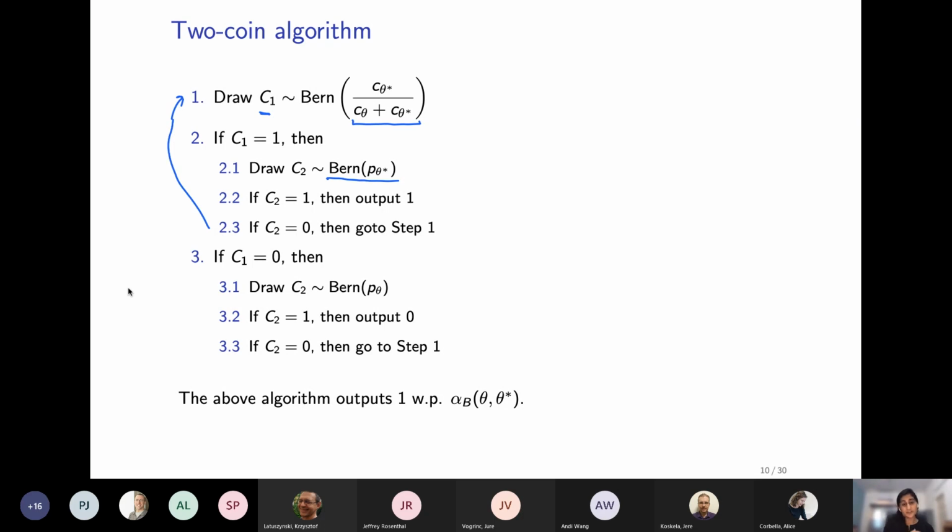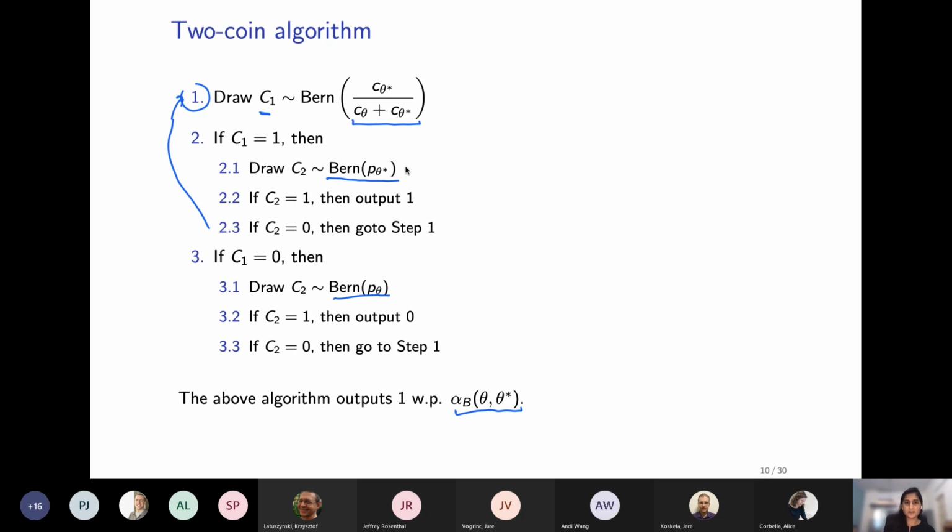Now, if the original C1 is 0, then you draw C2 from Bernoulli P theta. If C2 is 1, then you output 0, as in you reject the proposed value and you set the next value to be the previous value in the context of the Markov chain. And if C2 is 0, then you go back to step 1, which is again this step over here. And it can be reasonably shown that the above algorithm outputs 1 with probability alpha B, the Barker's acceptance probability. So if we can implement this 2-coin algorithm, we will not need to evaluate alpha B in order to generate events with probability alpha B.